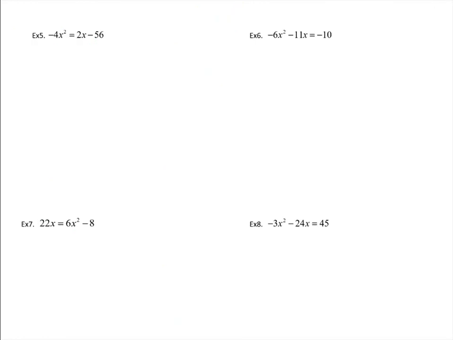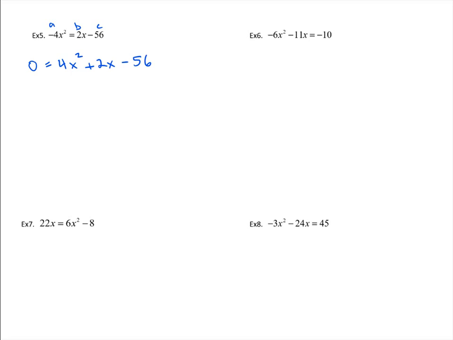All right, example 5 here. So the first thing you need to recognize is what type of problem this is. So it looks like I've got A here, I've got B, and then C. So if you've got A, B, C, then you know you need to make the problem equal 0. So I'm going to add this negative 4x squared to the other side because that'll make my A positive as well. So then I'm going to have 0 is equal to positive 4x squared plus 2x minus 56.